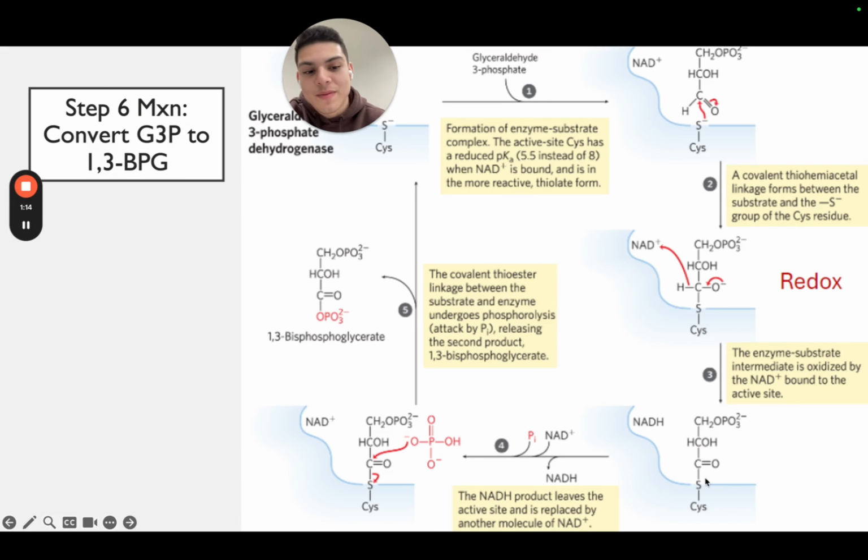And so now we form this enzyme acyl intermediate, and what we're going to do is dissociate the NADH and bring in a new NAD+ and inorganic phosphate. So our inorganic phosphate is going to attach itself to this carbon to form that tetrahedral intermediate, and then it'll collapse again, and it'll basically form this free 1,3-BPG, right?